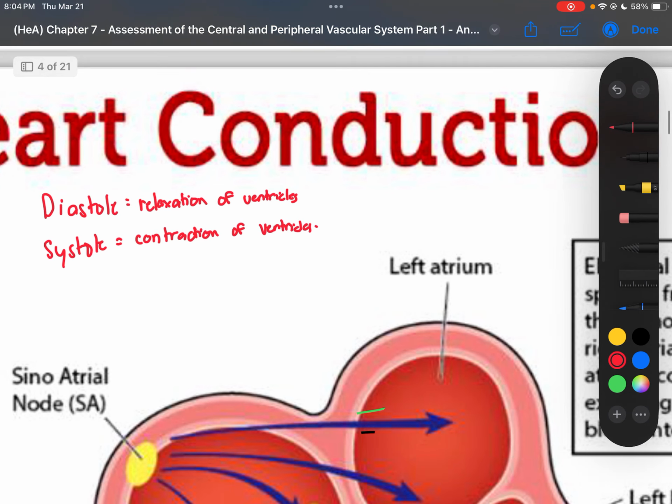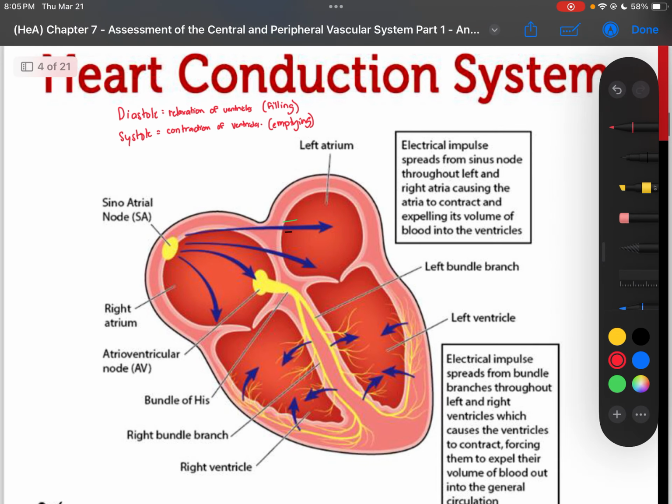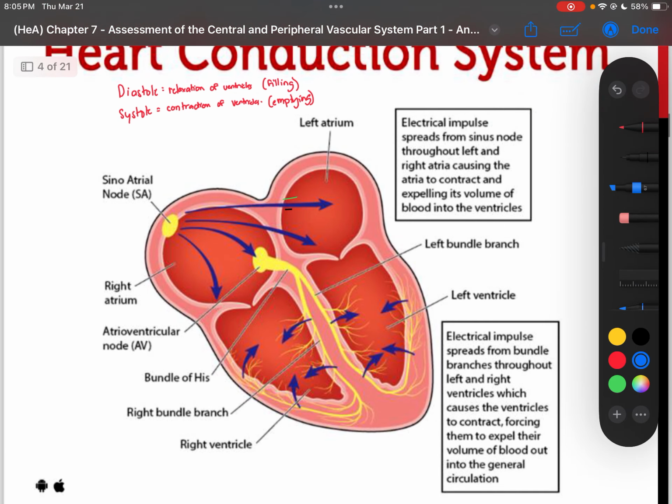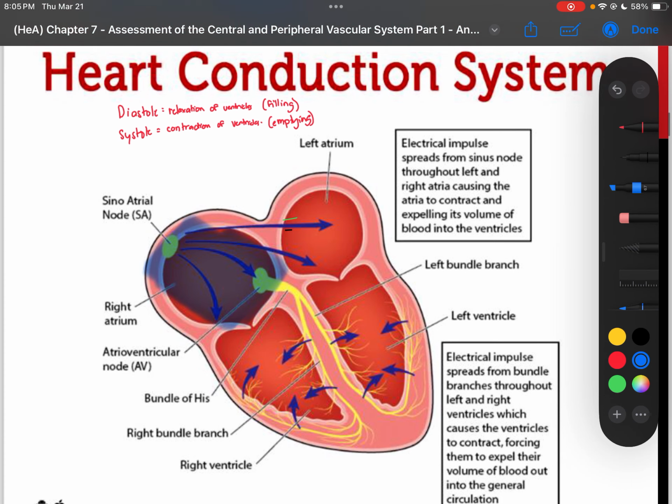Another term for this, class, when we say diastole, is filling. Whereas systole is what we call emptying. Let us start with systole. Assume that this blue mark is blood. Now class, let's say, for example, your blood is in the ventricles.